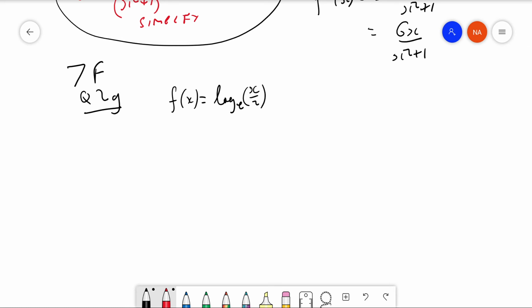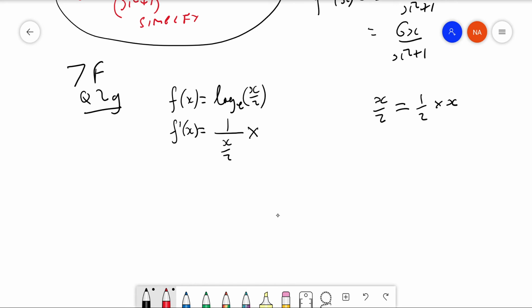We're going to differentiate that. So we have our logs, and the rule for logs on your formula sheet is just 1 over. So f dash of x is equal to 1 over whatever's in there, so it's x over 2, multiplied by the derivative of x over 2. Now, here we go. I'm going to do this a little bit separately as well, because if you have x over 2, I think it's easier to think of that as being 1/2 times x.